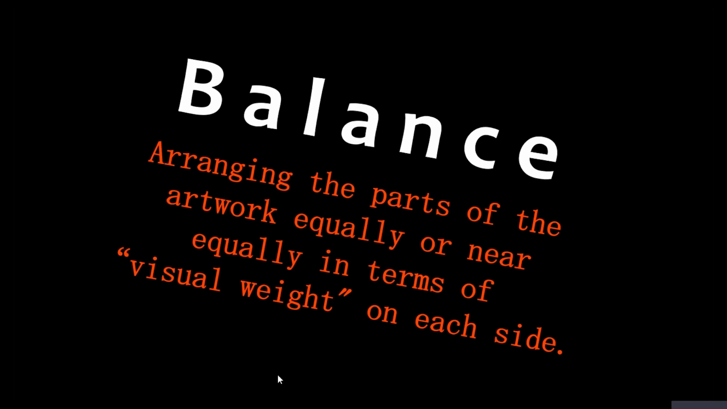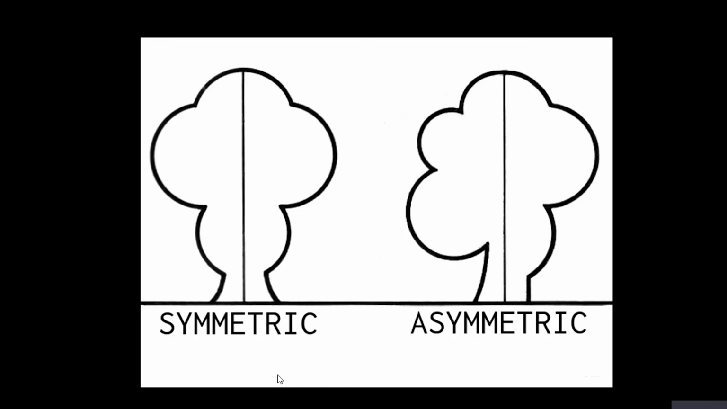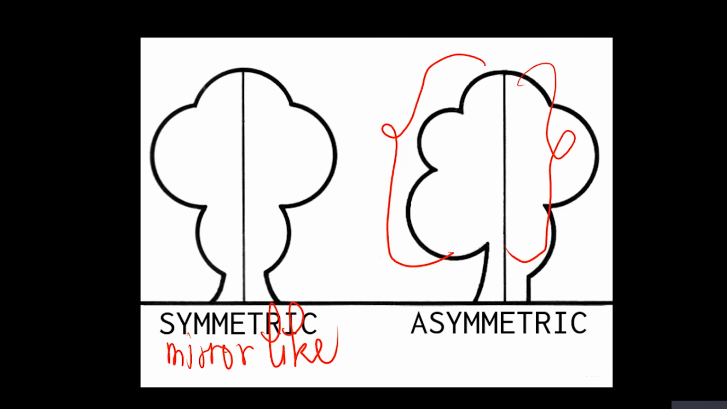The first one is balance. It is arranging the parts of the artwork equally or near equally in terms of visual weight on each side. We have the symmetric and the asymmetric. Symmetrical balance is when the art elements in a composition are balanced in a mirror-like fashion. It does not have to be exact, but close. When you look at it, you can see the mirror-like fashion, with similarity or sometimes exactly the same. We also have asymmetrical balance. It is the opposite of symmetrical, wherein the left side is very different from the right side.